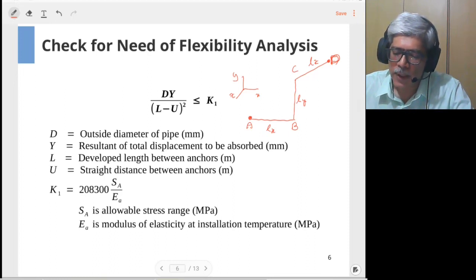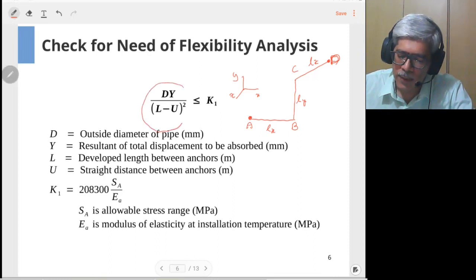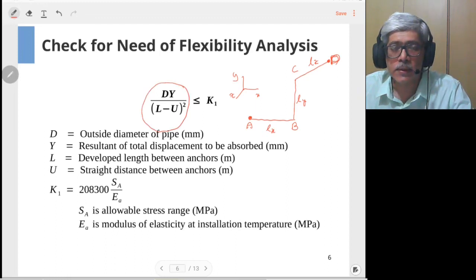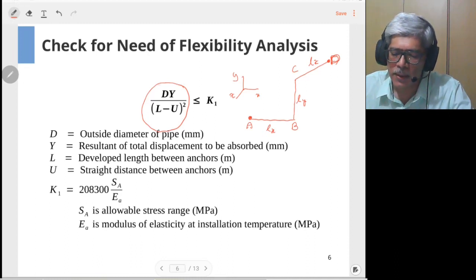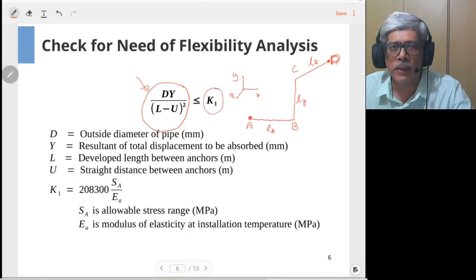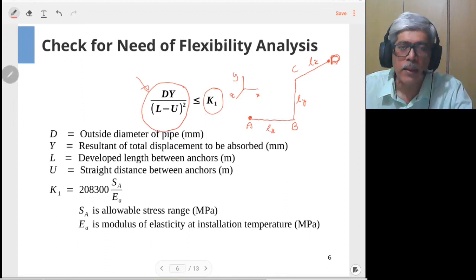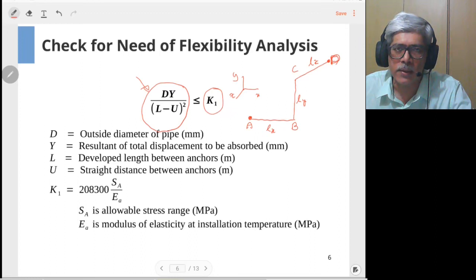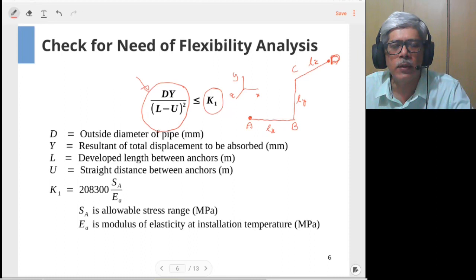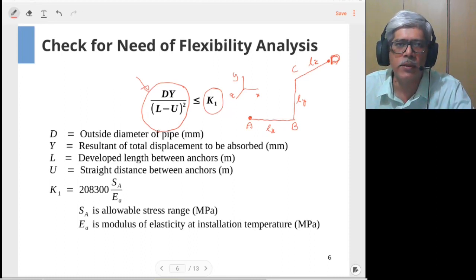This criteria implies that you have to first calculate the left hand side of this for your piping layout, depending on the geometry of your piping layout and the temperature conditions. The right hand side depends on the material property, that is the allowable stresses for the piping. So if the left hand side is smaller than the right hand side, then there is no need to do flexibility analysis. And if the left hand side is higher than the right hand side, then we need to do the flexibility analysis. Now let's understand each of the terms.